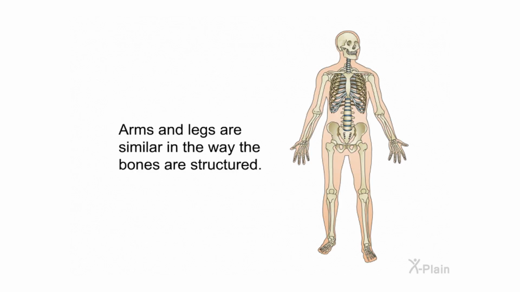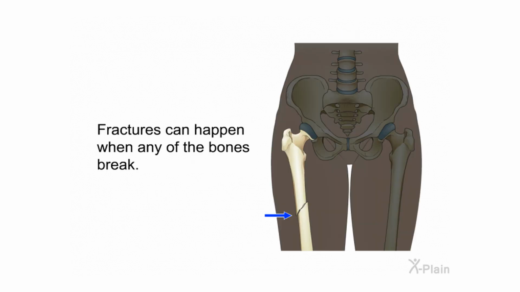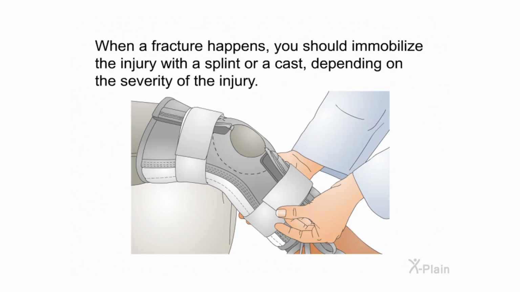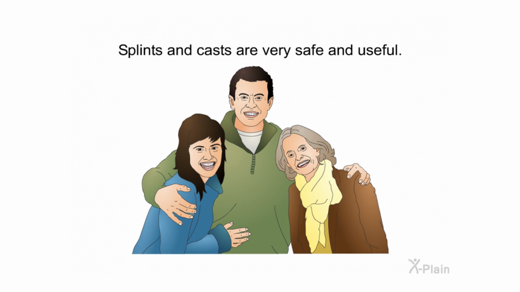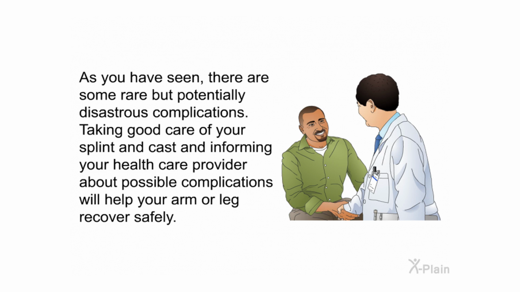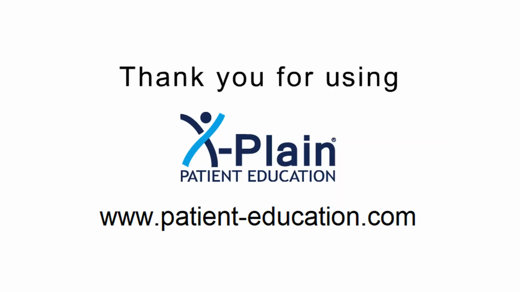Summary. Arms and legs are similar in the way the bones are structured. Fractures can happen when any of the bones break. When a fracture happens, you should immobilize the injury with a splint or a cast, depending on the severity of the injury. Splints and casts are very safe and useful. As you have seen, there are some rare but potentially disastrous complications. Taking good care of your splint and cast and informing your healthcare provider about possible complications will help your arm or leg recover safely. Thank you for using Explain.